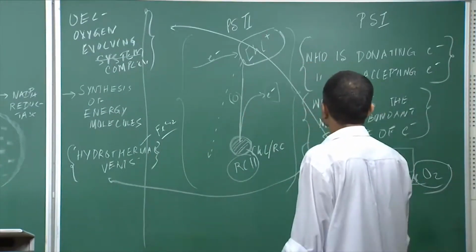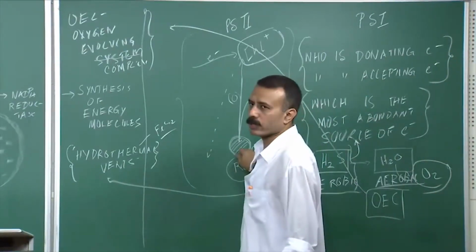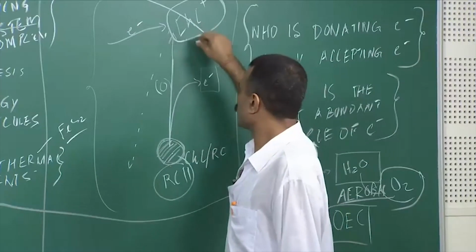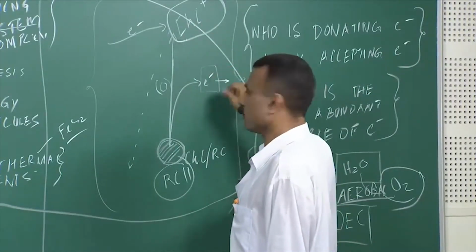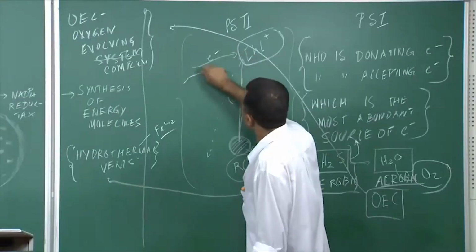Now the question is, who is donating electron here? Chlorophyll is donating electron. There must be an acceptor. Who are the acceptors? We will talk about them. Now, who is donating to this chlorophyll?